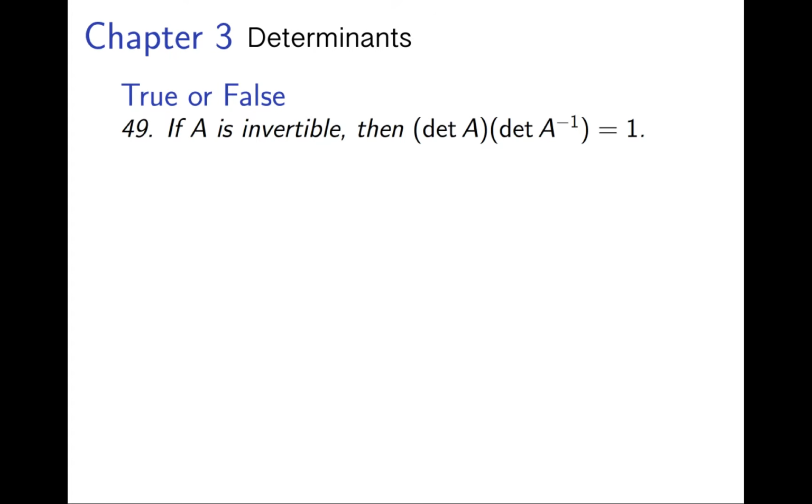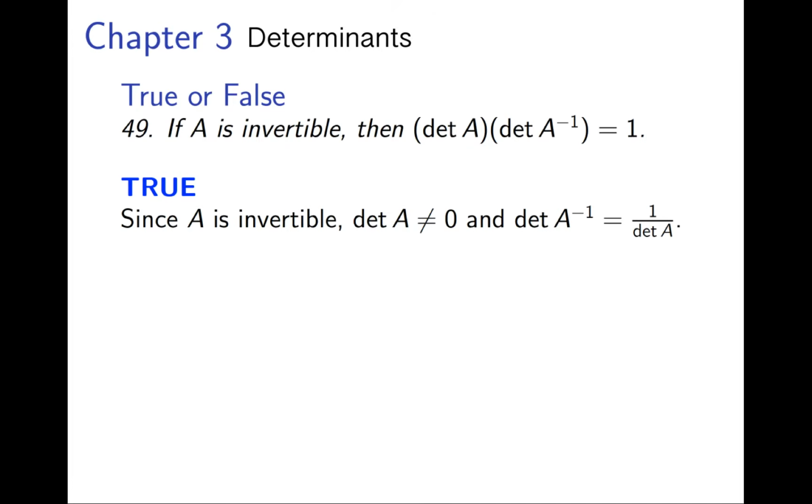Number 49. If A is invertible, then the determinant of A times the determinant of A inverse is equal to 1. This is true because, since A is invertible, we know that the determinant of A is not equal to 0. And we know the determinant of A inverse is equal to 1 over determinant of A. So this is not true if A is not invertible, because A inverse wouldn't exist.